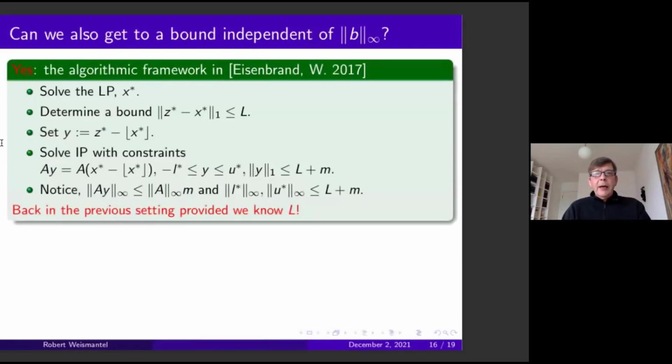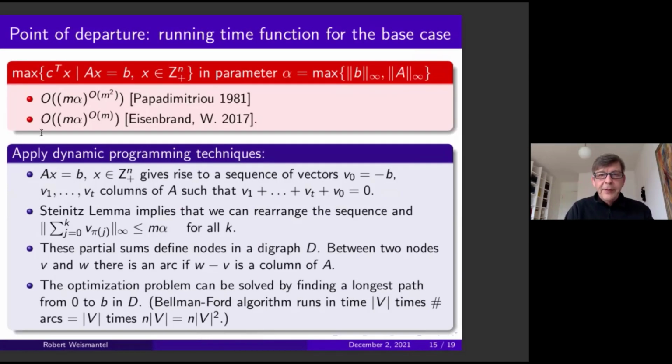So the key thing is, if I may mention this here: the first step in getting this improved running time for a dynamic program, you get a dependence on the maximum of the right-hand sides, b, in the dynamic program, and the infinity norm of the matrix A. Now, this is not good enough, in order to get to an algorithm that we could apply in order to prove a nice proximity result.